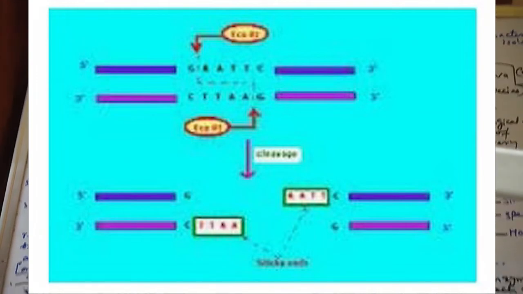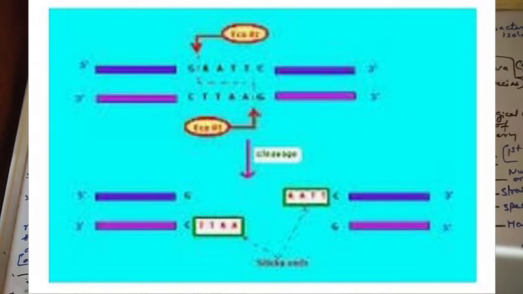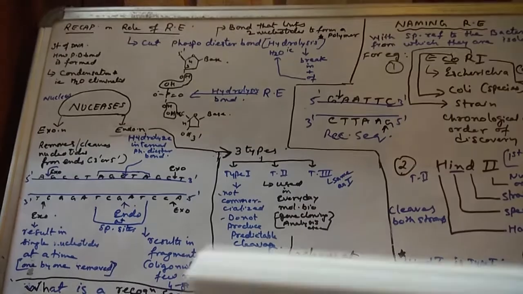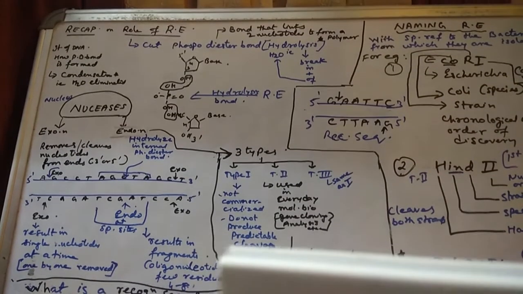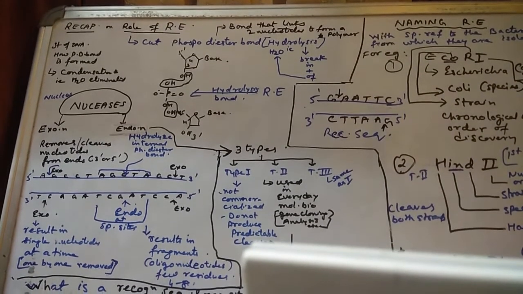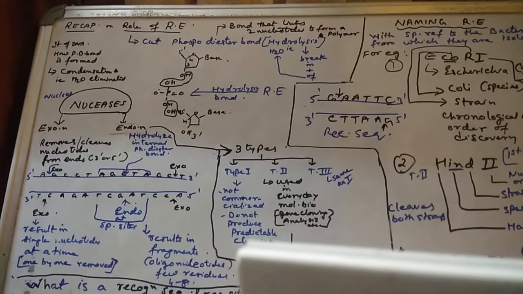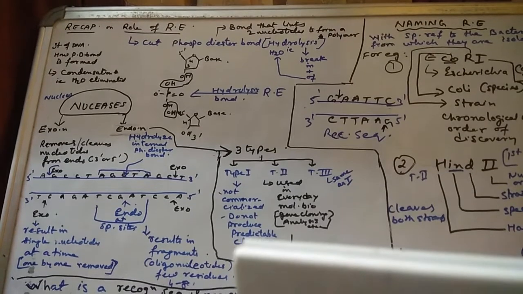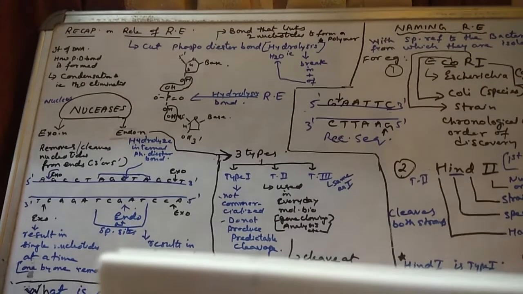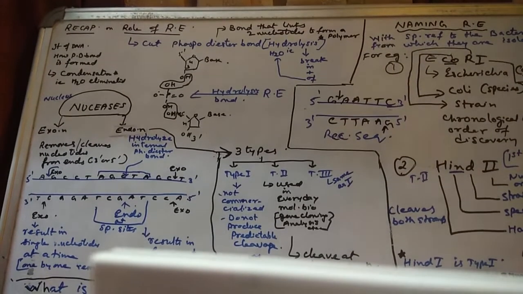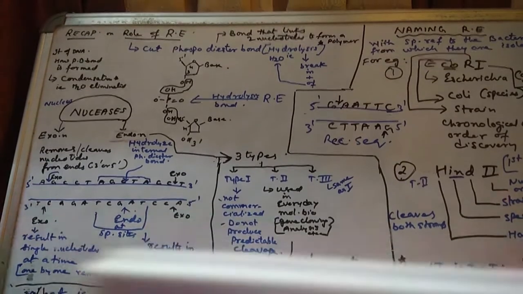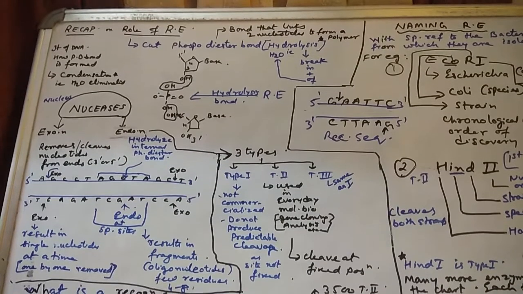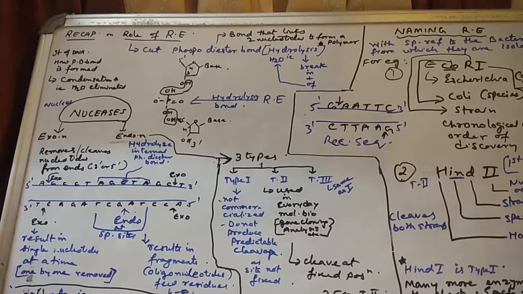That means when endonucleases act, it results in fragments which are not single nucleotides but fragments of 4 to 8 nucleotides, called oligonucleotides. A few residues are there, so you call them oligonucleotides. Whereas exonuclease activity results in single nucleotides, one at a time, one by one they remove. This is the difference between exonucleases and endonucleases. So I hope that much is clear.